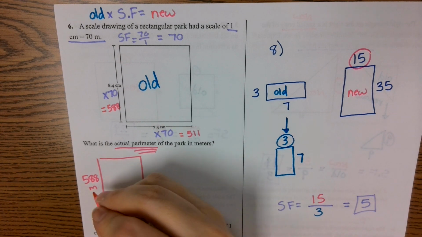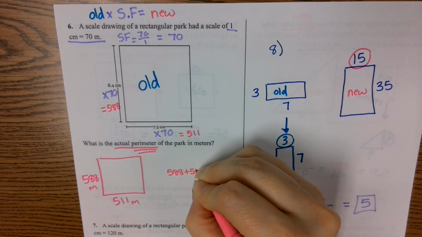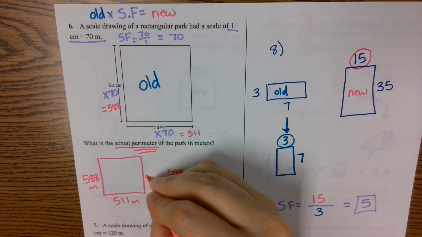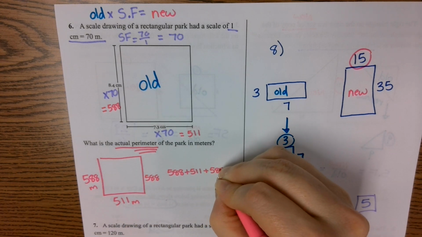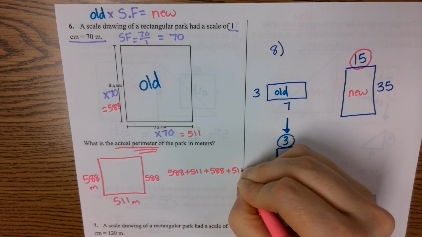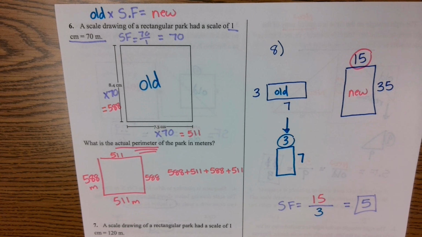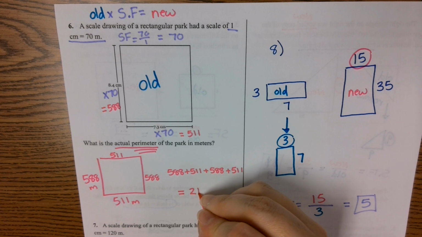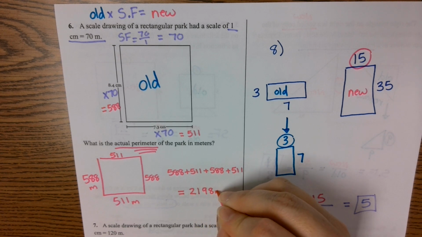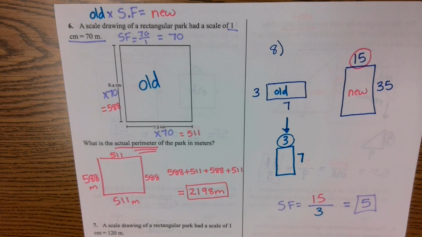So that means I have to add 588 plus 511 plus, I need to do 588 again because this right side is 588. Plus I have to do 511 again because the top of my rectangle is 511. So once I add all of those together, I'm going to get a perimeter of 2,198 meters. You need to make sure you're paying close attention to what the question is asking.